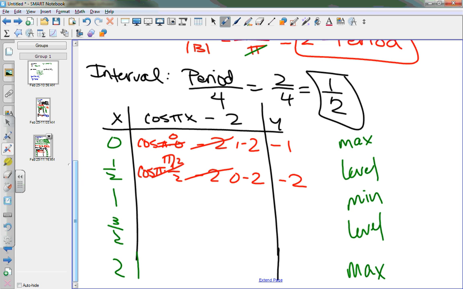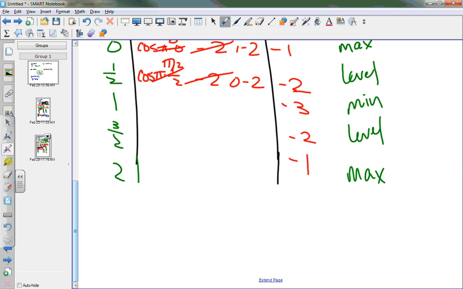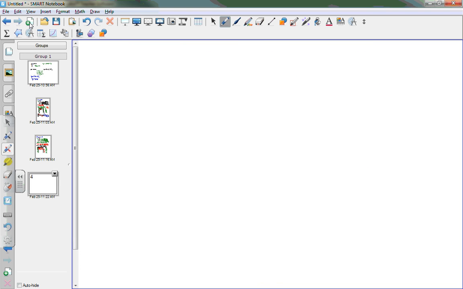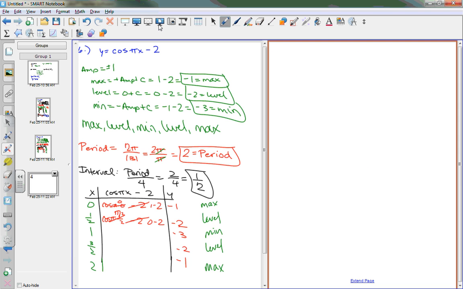So what should be the next value? Negative 3. What should be the last one? Negative 1. Okay. So now I have all those points, right? Now I need to graph this.